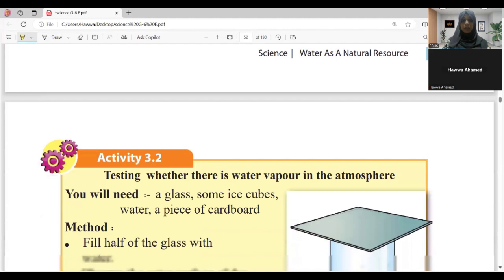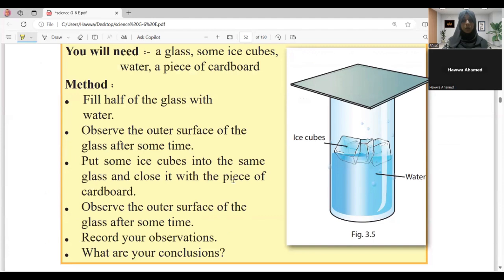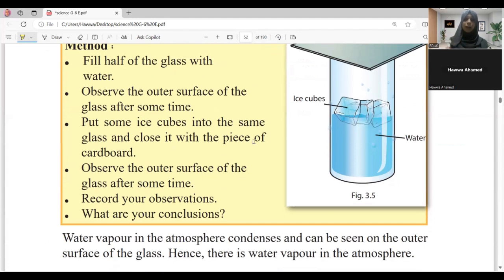So here you have a second activity. What they do here is fill half of the glass with water. Observe the outer surface of the water glass after some time. Put some ice cubes into the glass and close it with a piece of cardboard. Observe the outer surface of the glass after some time. Record your observation. Right? So you have to fill half a glass of water, check the outer surface of the glass, and then put some ice cubes, cover it with the cardboard, and then check it again, right?